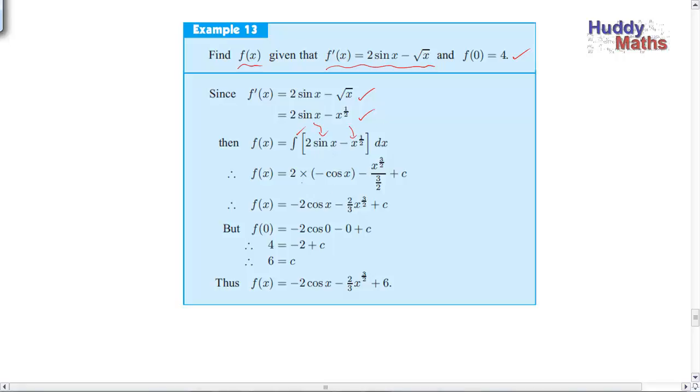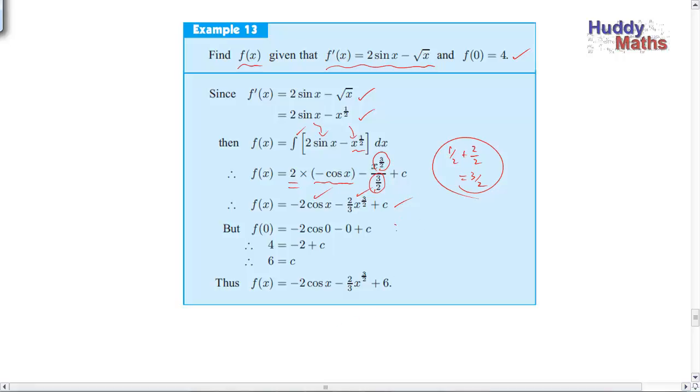So here we are, put the constant out the front. The integral of sine, the function which when differentiated gives sine, is minus cos. The integral of x to the half, increase the power by 1, that's 3 over 2, divide by the new power. Just remember a half plus 1, 1 is 2 over 2, so that's 3 over 2, thinking like that. So here, neg 2 cos x, take 2/3 x to 3 over 2 plus c.